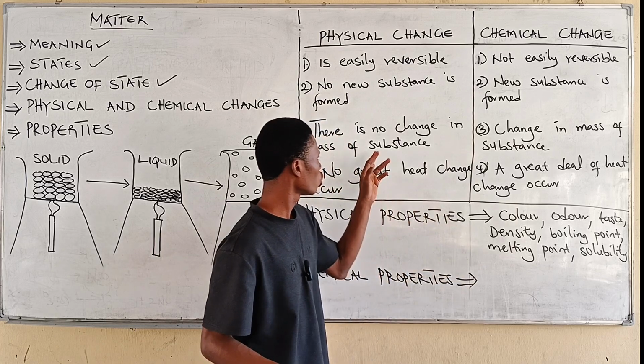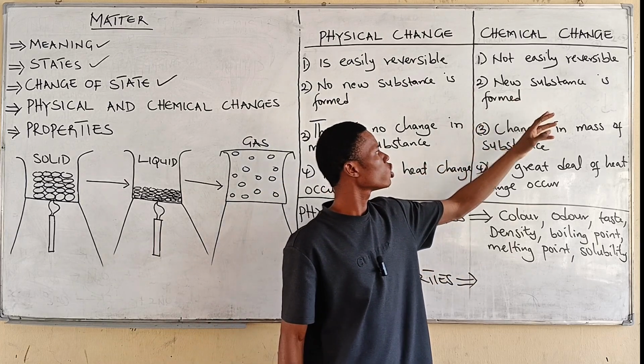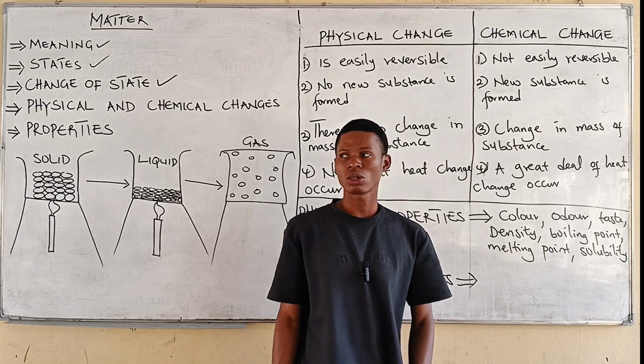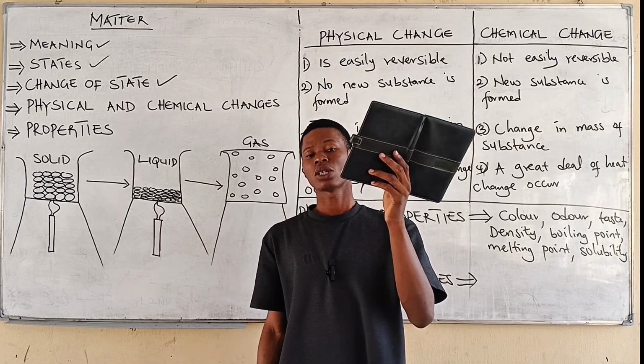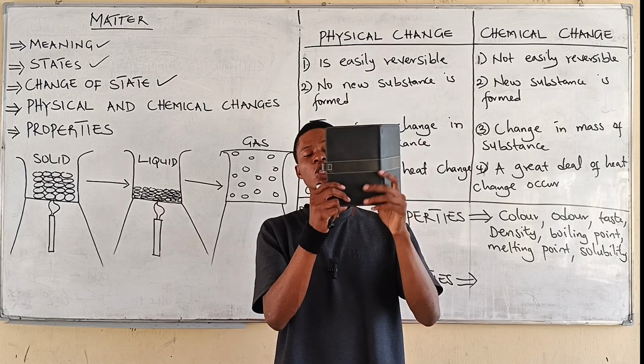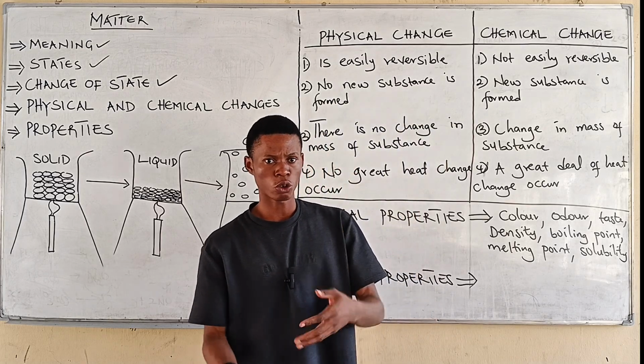So there is no change in mass of substance under physical change, but there is always a change in mass of substance under chemical change, because the mass of the gas and the ashes and the mass of this paper, this book, will not be the same again. Do you understand? I hope you are following.